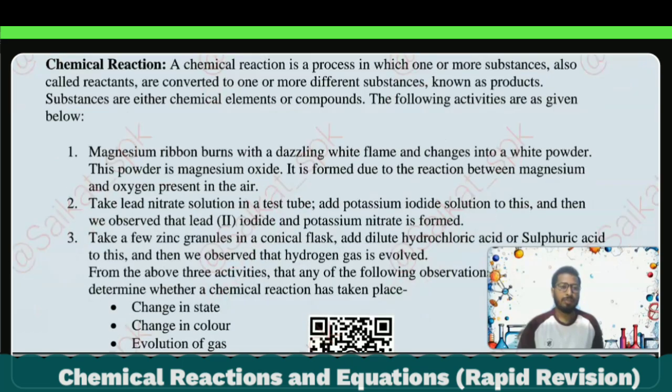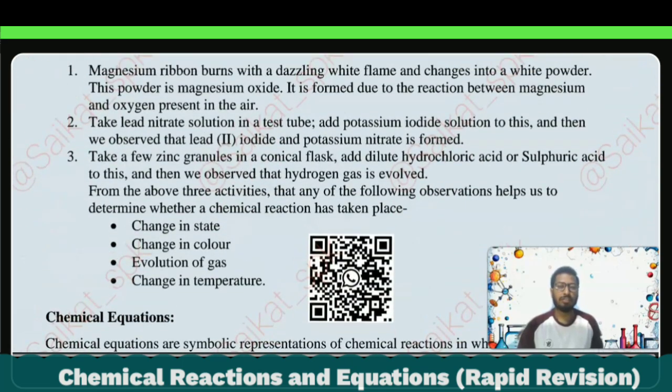Now on the basis of this chemical reaction, what we are observing now, in a chemical reaction, what changes is taking place. Now we will be seeing a change in the state is taking place, change in the color, there will be evolution of gas, and there is a change in temperature. So ये तीन रिएक्शन को लेके देखेंगे कैसे कैसे change in state, change in color, change in gas and change in temperature is taking place.